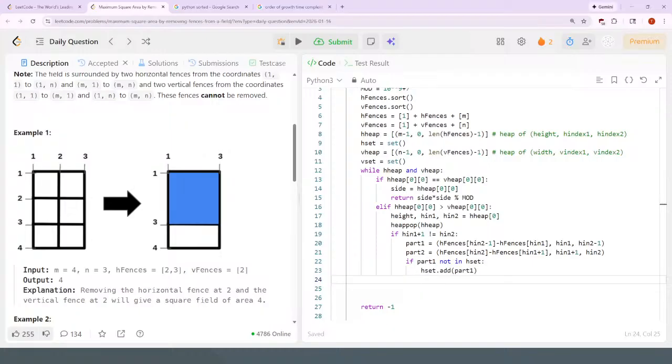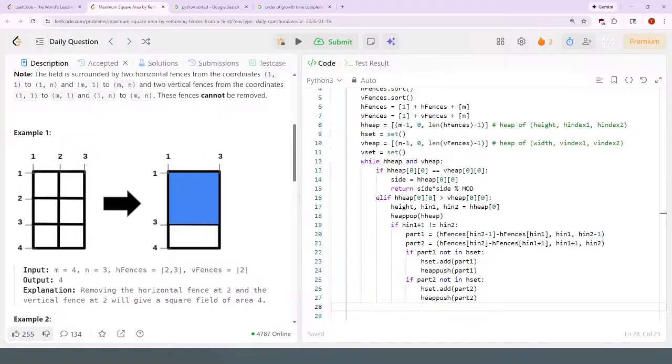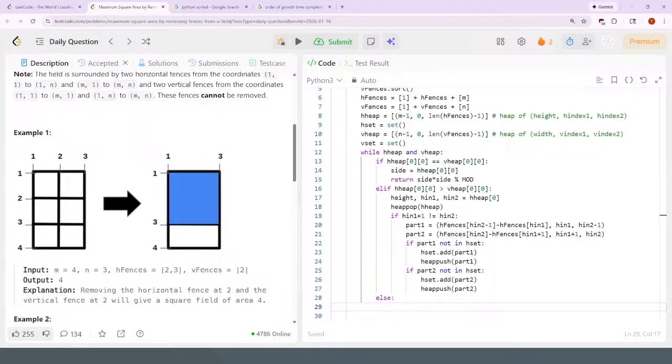So hset.add part1 and then heap push part1. If part2 not in hset, hset.add part2, heap push part2. Okay, I think that's right. Else, same thing but with the verticals.